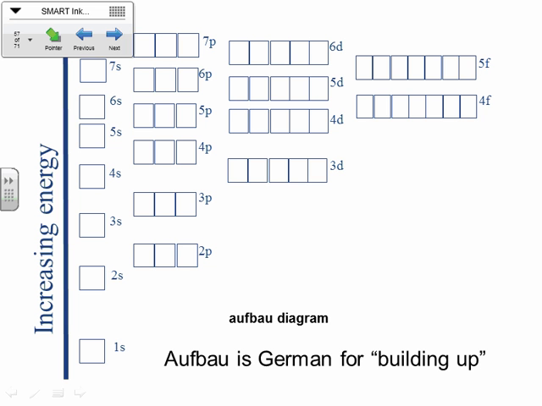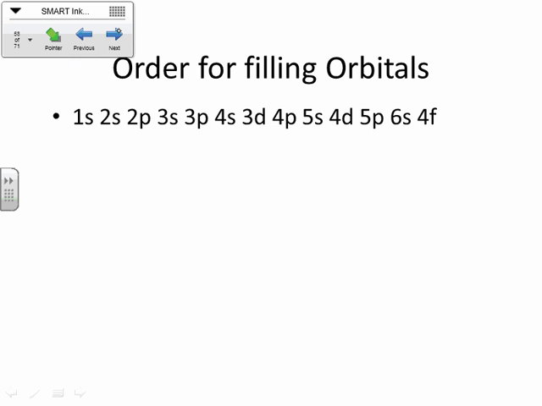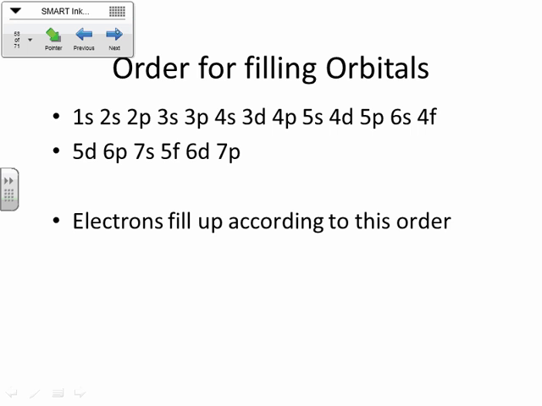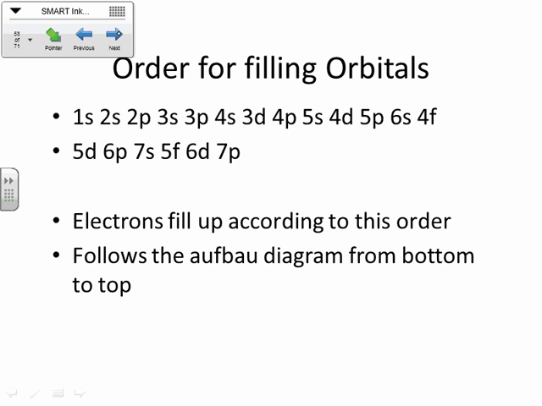So it goes 5s, then 4d, 5p. And then 6s, 4f. And that's where it gets a little bit hard to tell what is higher than what, but I'm not going to give you any that really get up that high anyway. We're going to keep this fairly simple since we're at the end of the semester. But the electrons are going to fill up according to that order. It follows the Aufbau diagram from bottom to top.